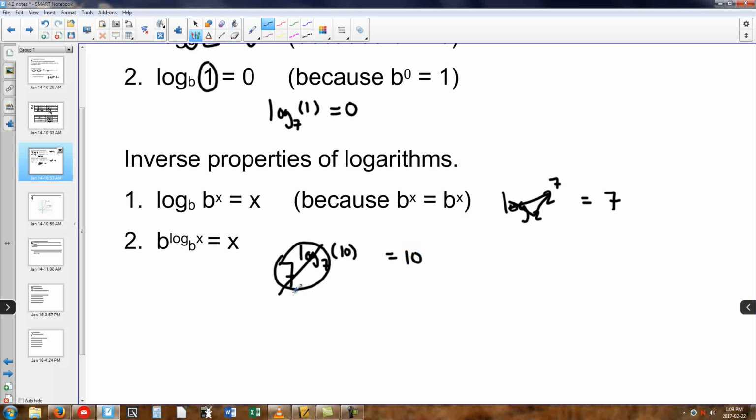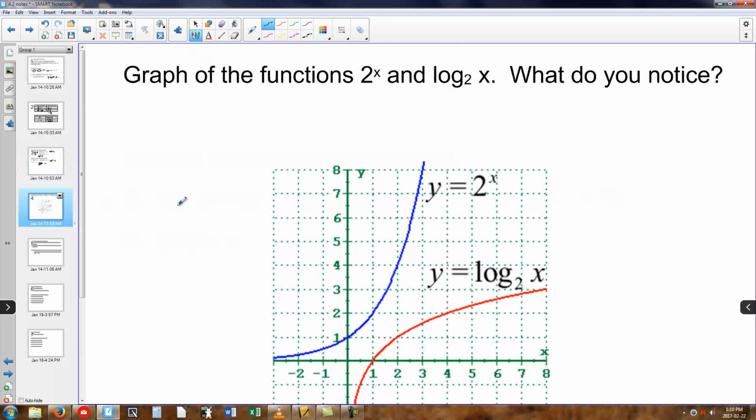So when we have the base of an exponent and the base of the log matching, whether it's inside the log or outside the log, they tend to cancel each other out. And we get the exponent or the other piece left.